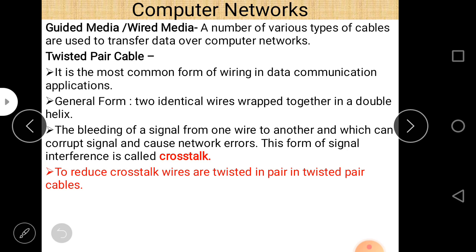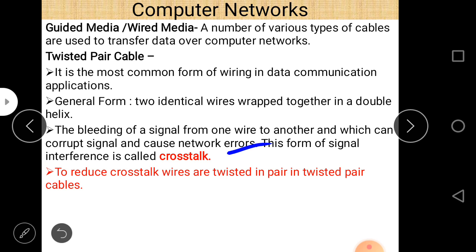In it there are two identical wires wrapped together in a double helix, and the bleeding of a signal from one wire to another can corrupt the signal and cause network errors. This form of signal interference is called crosstalk. Crosstalk is nothing but interference of signal, because there are two identical wires, which may cause bleeding of signal. As a result, the signal may be corrupted, and this phenomenon is called crosstalk.